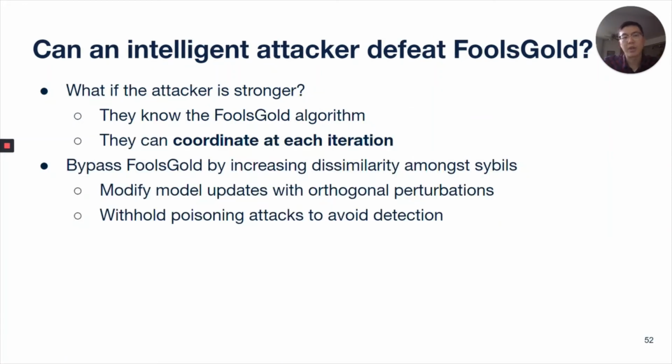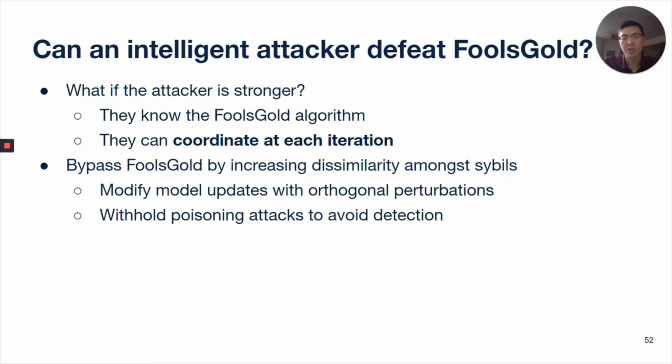Next, we also ask whether an intelligent attacker has additional capability to defeat FoolsGold. Previously, we assumed that all sybils attack the system with the exact same strategy or the exact same underlying poisoned data set. What if the attacker is stronger? Perhaps they know how the FoolsGold algorithm works or some of the parameters used in the system, and let's assume they also have the ability to coordinate at every iteration and determine what their strategy should be before performing a targeted poisoning attack. Overall, this strategy involves bypassing FoolsGold by increasing the dissimilarity amongst sybils when performing the poisoning attack.